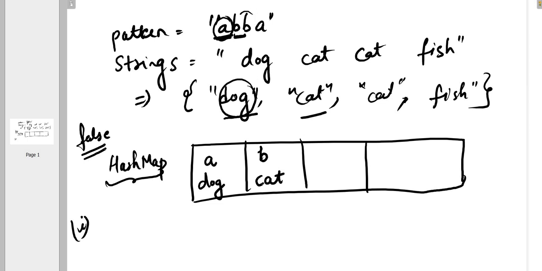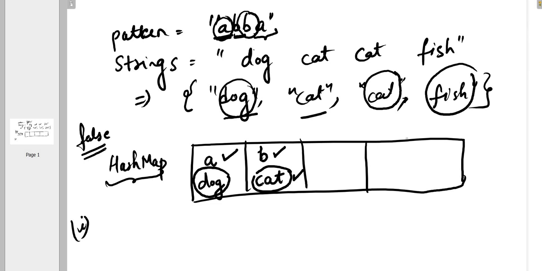Move on to the next character B. Now B is already there. When that particular key is already there, we are going to check whether the value present in the map is the same as the value in the string array. If both the values are the same, then that means it is correct. Move on to the next character, that is A. Again, we are going to check whether A already exists. Yes, A already exists. Now we are going to check whether the value mapped to A in the hash map is the same as the value present in the string array.